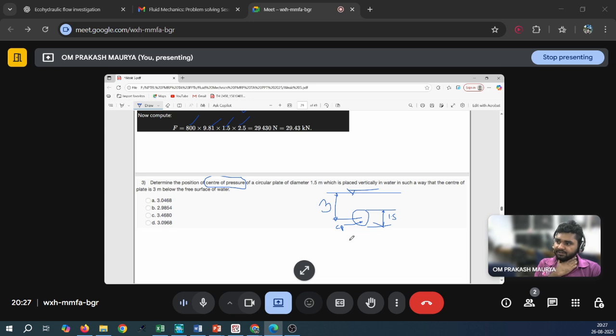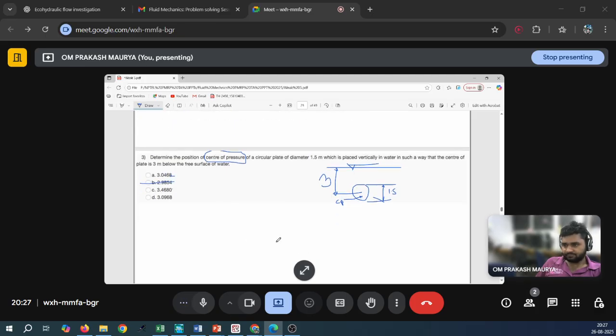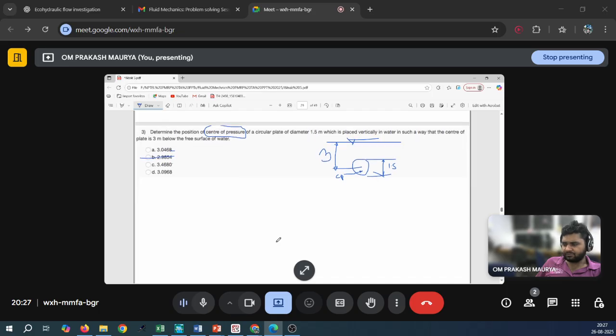So definitely it will be more than 3. We have the 3 options, this and this. Which option will be correct? So this should not be correct. Out of 3, any one we can select. So which one? Any one may be correct. Which one?